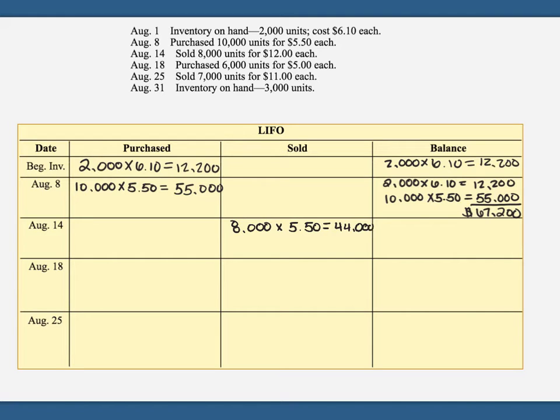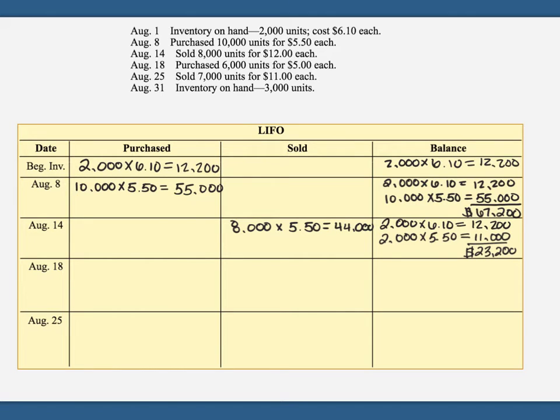So now we update our inventory. We still have the 2,000 from our first, or at the beginning, 12,200. We've taken away 8,000 from the last 10,000 we bought, so there's only 2,000 left, and we paid $5.50 for those. So that's going to give us 11,000. So adding that together, our new inventory balance is $23,200.